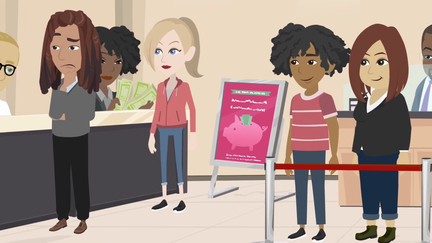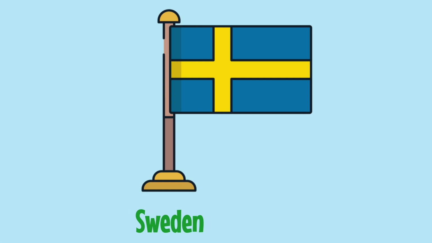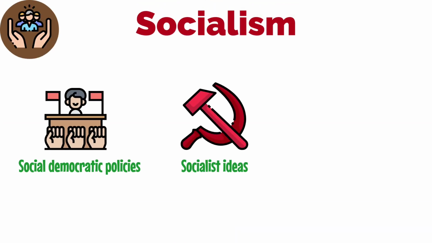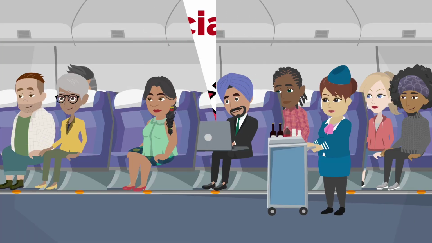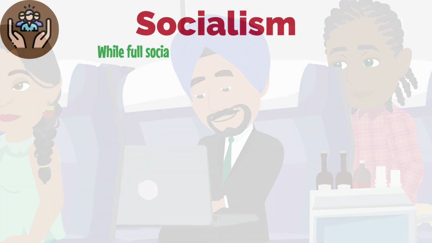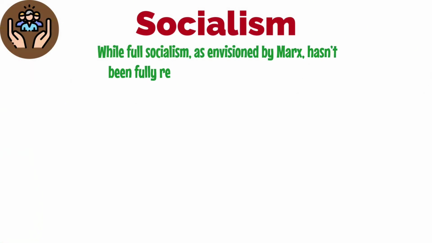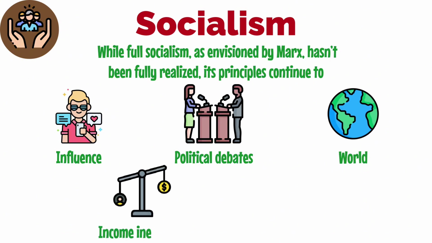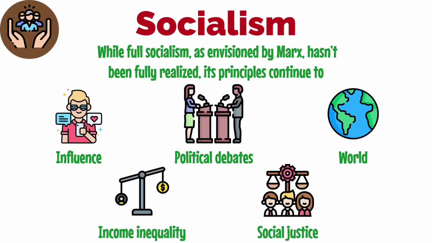Many European countries, like Sweden and Denmark, have adopted social democratic policies that blend socialist ideas with capitalism, ensuring a safety net for all citizens while still allowing for private enterprise. While full socialism, as envisioned by Marx, hasn't been fully realized, its principles continue to influence political debates around the world, particularly on issues of income inequality and social justice.